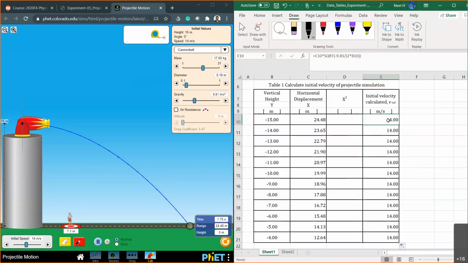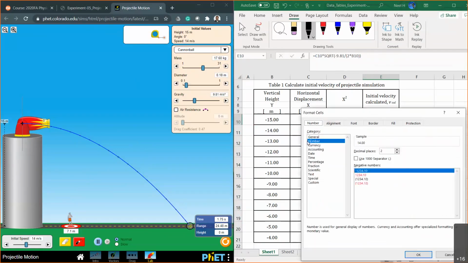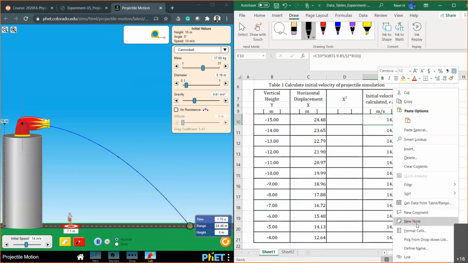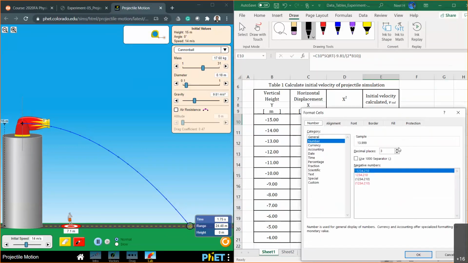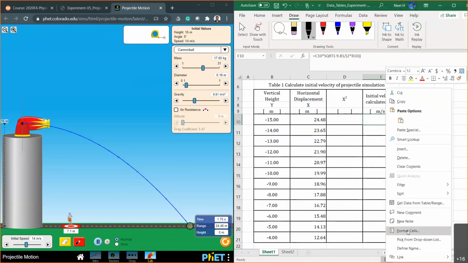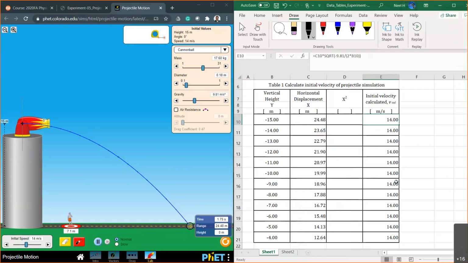Okay, let's give one more decimal place to see whether there's any sort of error. Ours is too perfect. I don't like that. We have to have some error actually. That's what I'm checking. Okay. Let's give a little bit of error. Let's see.